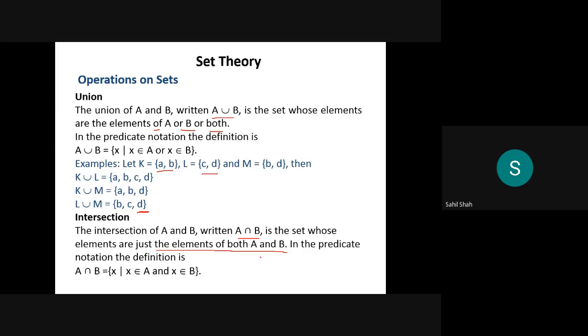So in the predicate notation, we have to use "and". X must be available in A as well as X must be present in B. That is the intersection part. Simple. We have studied it in the 12th.